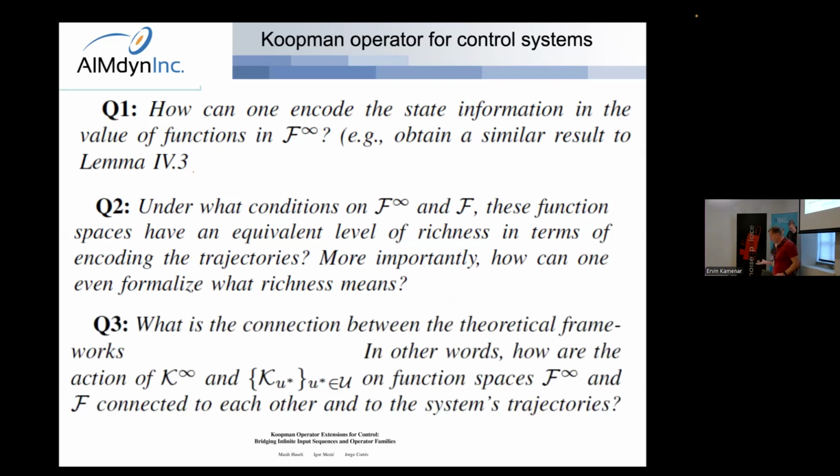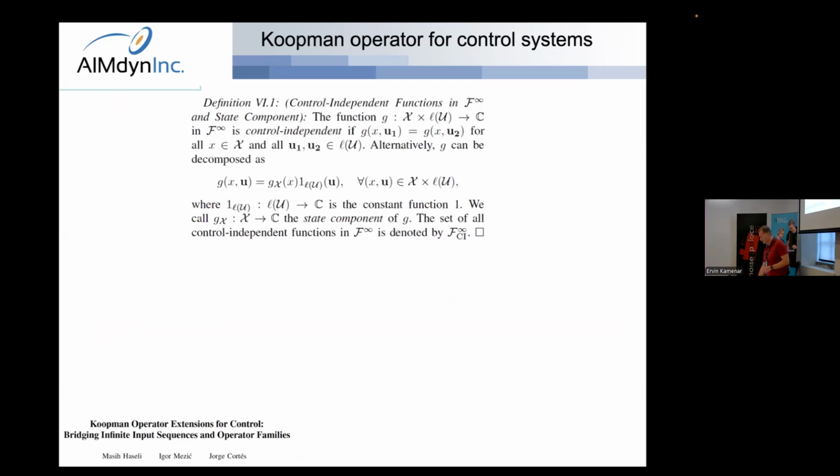And what is the connection between these theoretical frameworks? If you have K infinity, that's a Koopman operator on the product space, versus you have a Koopman operator family, how do they play together? Ultimately, this has consequences for design, because if you want to represent your dynamical system as x dot is ax plus bu in some embedded space, you need to know exactly on what kind of spaces you're working on, and whether these things are even compatible.